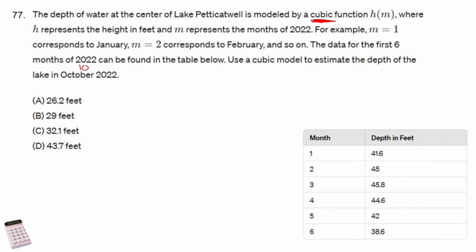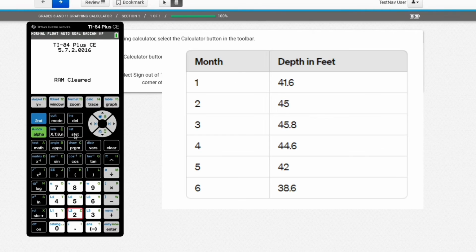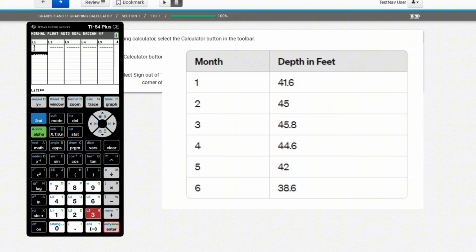Be right back. All right, let's talk about Lake Precalculus, which reminds me of my childhood. We go to stat, we go to edit, and let's plug in some numbers. The left side, pretty easy, just 1 through 6 for January through June. Then you've got 41.6, 45, 45.8, 44.6, 42, Jackie Robinson, rest in peace, and 38.6.